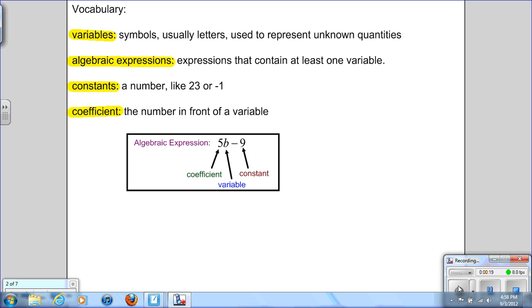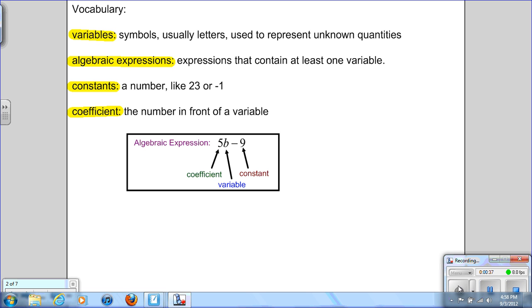Okay, so some vocabulary that you need to know at the beginning of the year. A variable is a symbol, usually a letter, and it's used to represent an unknown quantity. So a variable really is taking the place of some value. An algebraic expression is any expression that contains a variable.